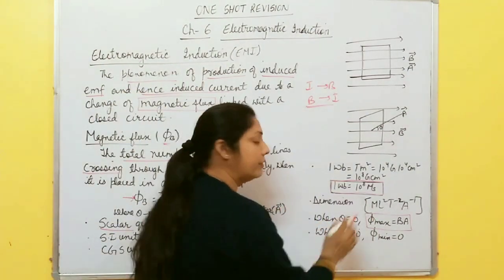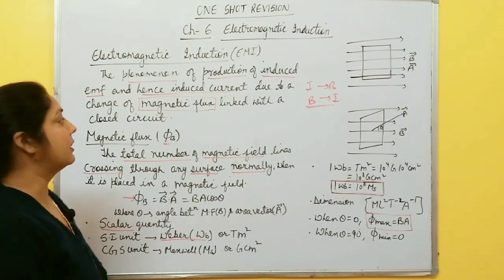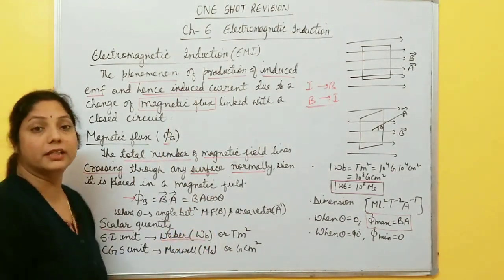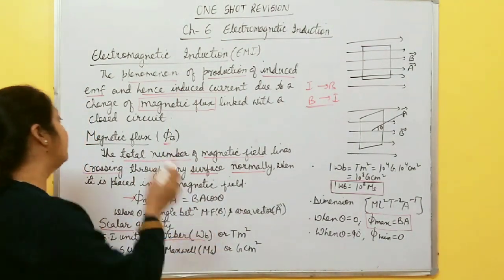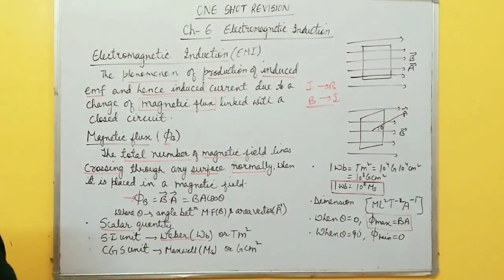In that case, flux is minimum. So why do we discuss this magnetic flux? Because when we discuss electromagnetic induction, Faraday's law, the magnetic flux term is used. So you must know what you mean by magnetic flux.